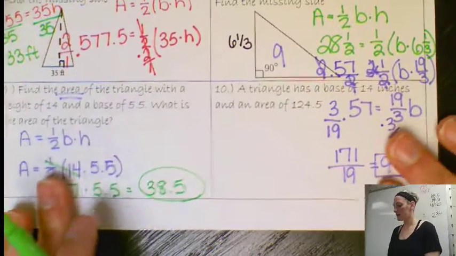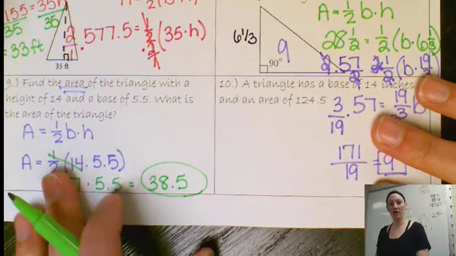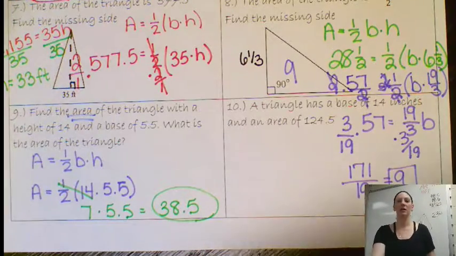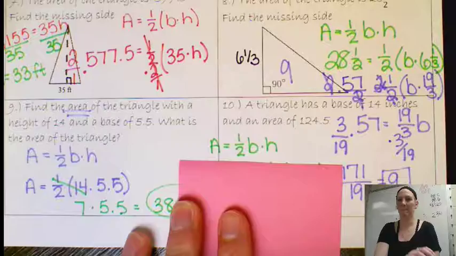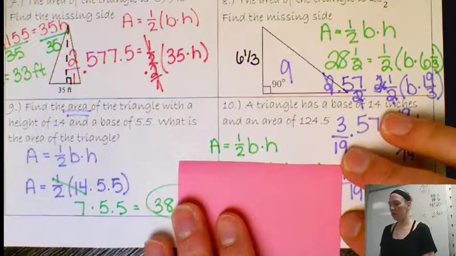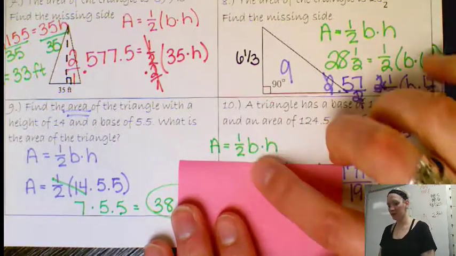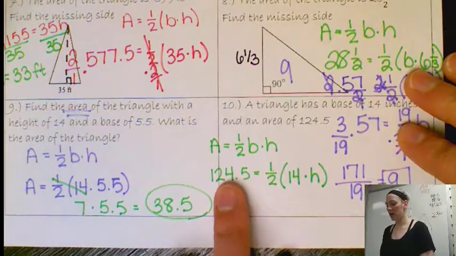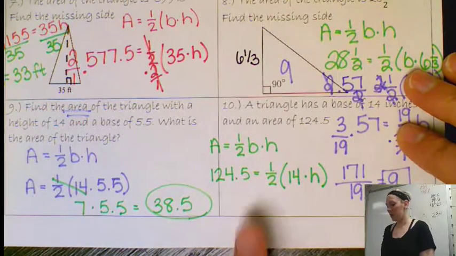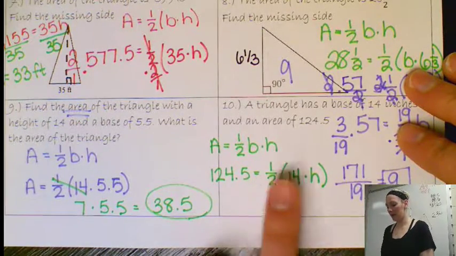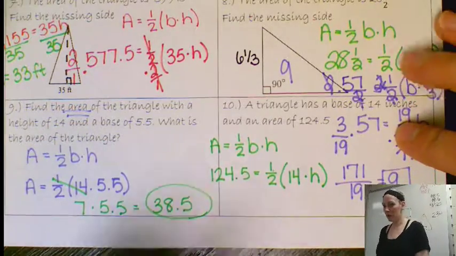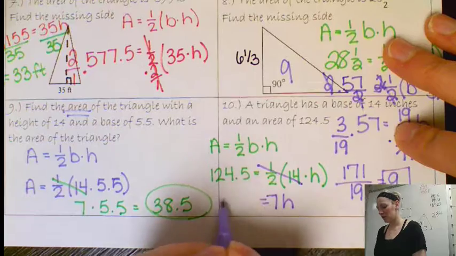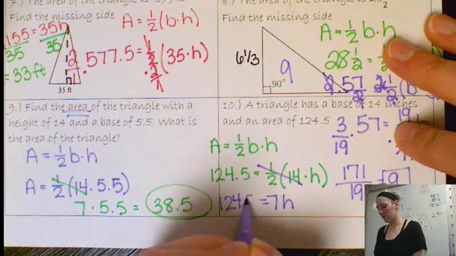All right. Number 10, I want you to pause the video, and at least try to set up the equation. Pause and set up the equation. Hopefully you have this set up. Area equals half base times height. The area we know is 124.5, and that's equal to half base times height. So I'm going to take half of 14, which is 7h, equals 124.5.